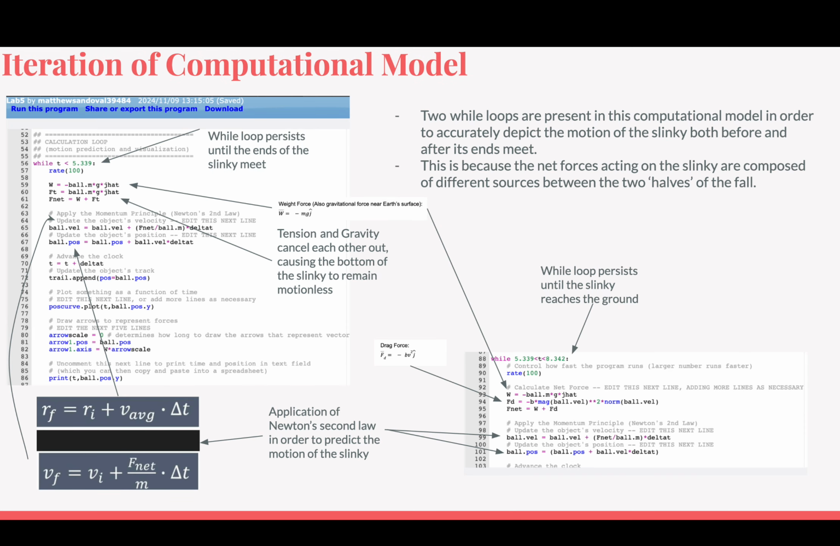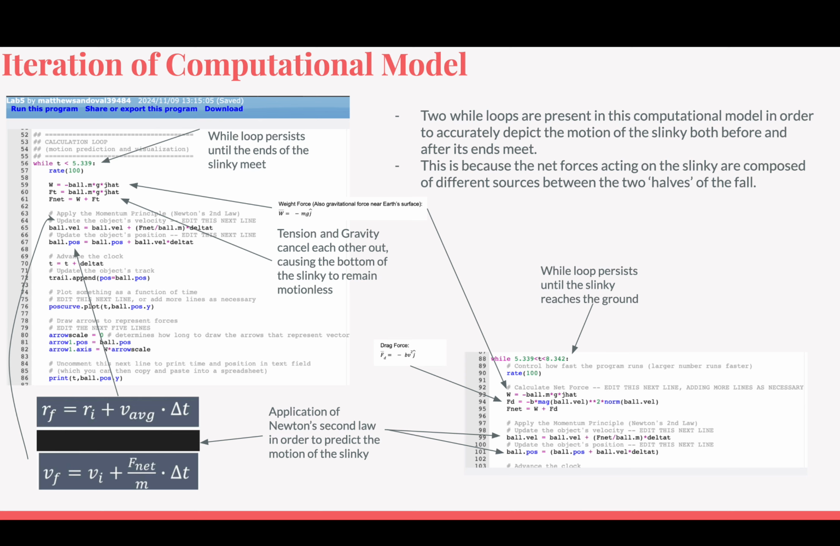The iteration of the computational model actually contained 2 parts. So 2 while loops are present in this computational model in order to accurately depict the motion of the slinky both before and after its ends meet. This is because the net forces acting on the slinky are composed of different sources between the 2 halves of the fall, so to speak. The first while loop, as depicted on the left, will persist until the 2 ends of the slinky touch in the air. So basically this will go until the bottom of the slinky starts to move.